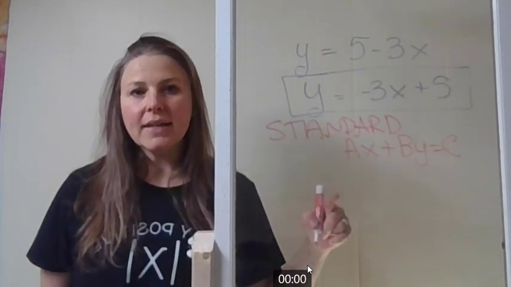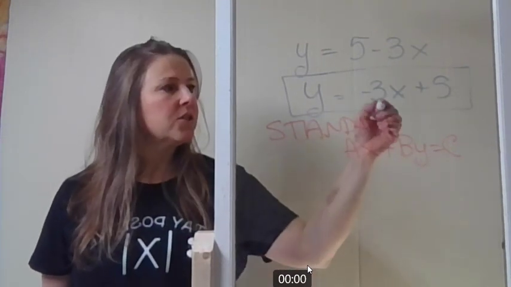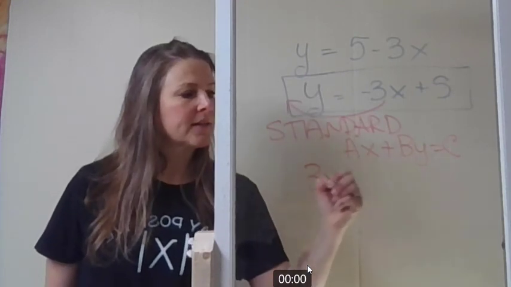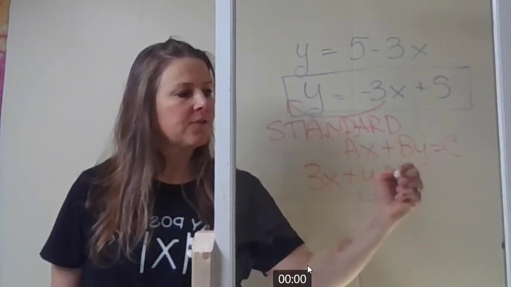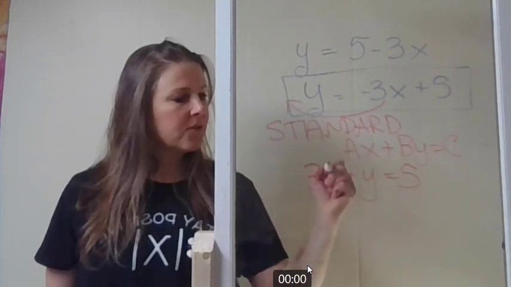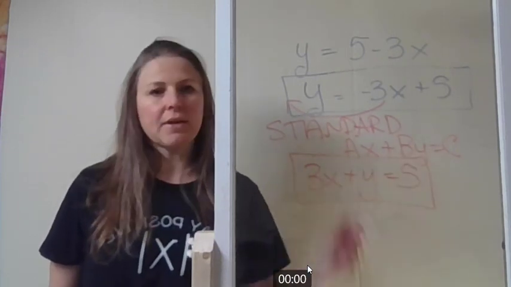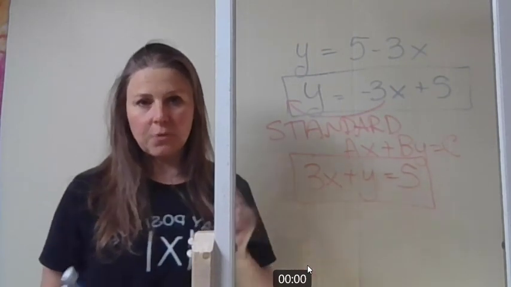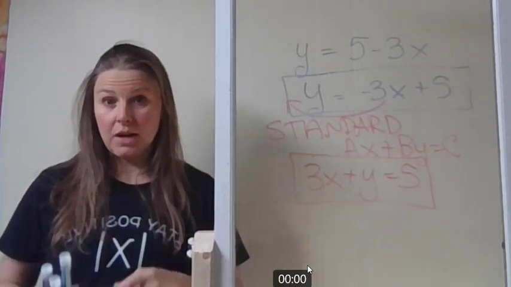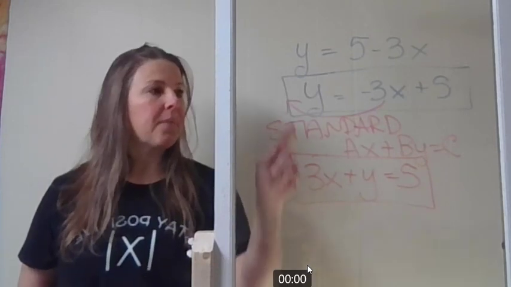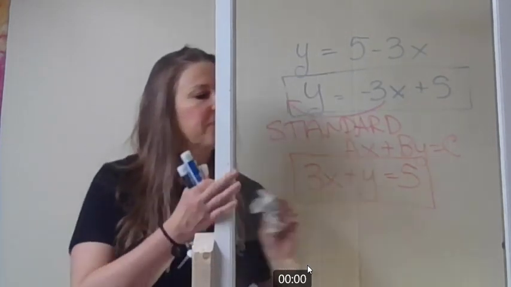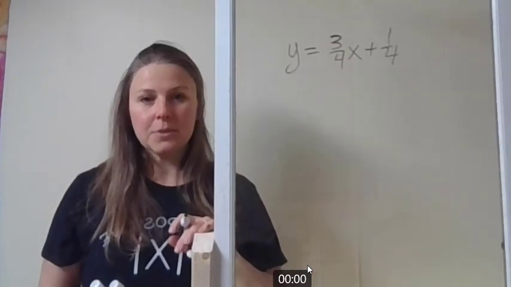So to get this back to standard form, all you need to do is bring this 3x over by addition. So 3x plus y equals 5. Now, the only good thing about standard form is it's easy to get the x and y intercept from this form. So we'll talk about that later in the video, but this one is probably easier for you to graph and generate a table. All right, next problem.